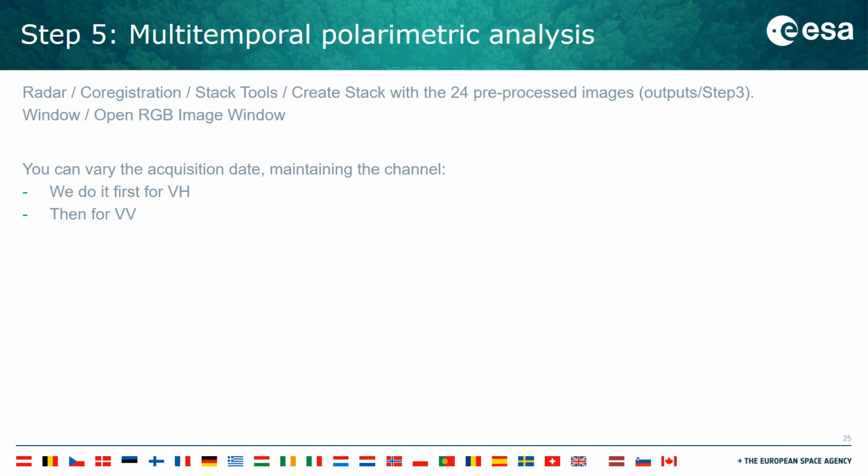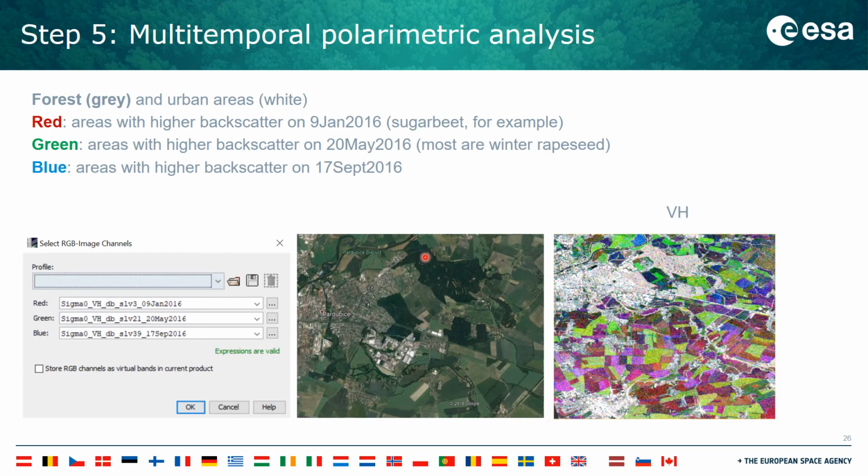Let's have a look. And here we have the results of my RGB. This is the window in SNAP where you can open RGBs. I did it with VH, and I used for red, green and blue, I used 9 of January, 20 of May and 17 September, okay? So I suggest you do the same, and if you do, you will see this image. It's quite beautiful, and to help us interpret it, I used Google.